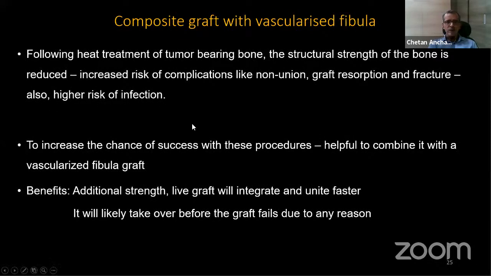So following heat treatment of the tumor-bearing bone, the structural strength of the bone is reduced, and there is an increased risk of complications like non-union, graft resorption, fracture, and higher risk of infection. So to increase the chance of success with these procedures, it has been found that it is helpful to combine it with a vascularized fibula graft to have a composite graft.